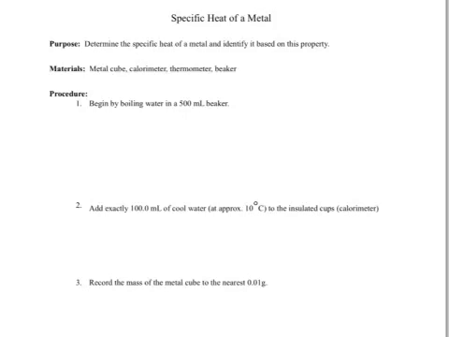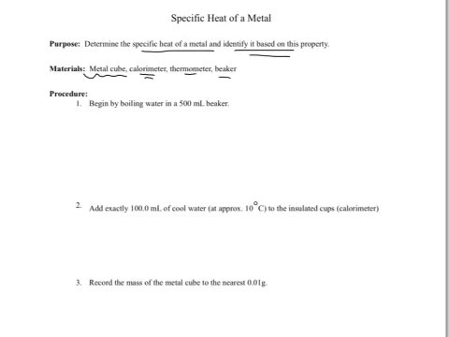The purpose of this lab is to determine the specific heat of a metal, and by doing that, identify what the metal is based on this one property. So you are going to get a metal cube that you do not know its identity, a calorimeter, which is essentially 2 coffee cups nested together, and a cardboard cover, a thermometer, and a beaker to boil water.